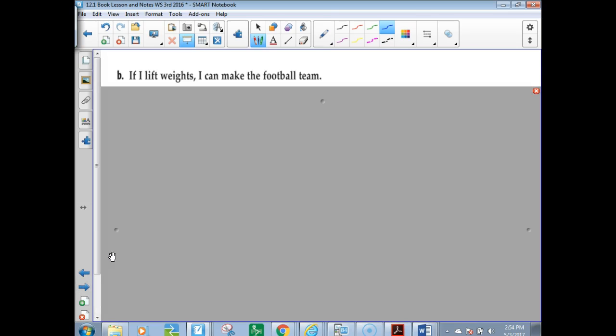Okay. Oh, here's another one. If I lift weights, I can make the football team. Will lifting weights cause you to make the football team? No, but will there be a correlation to whether you work out and whether you make it? There could be, right? There could be a correlation.